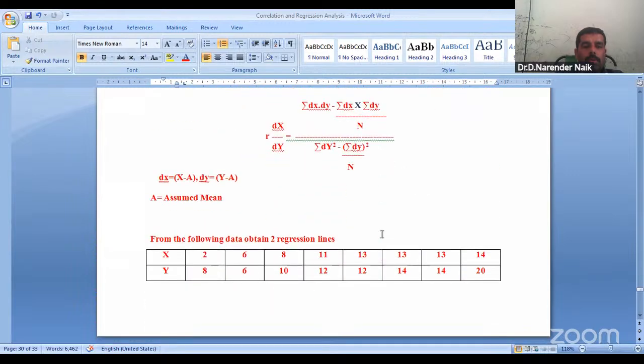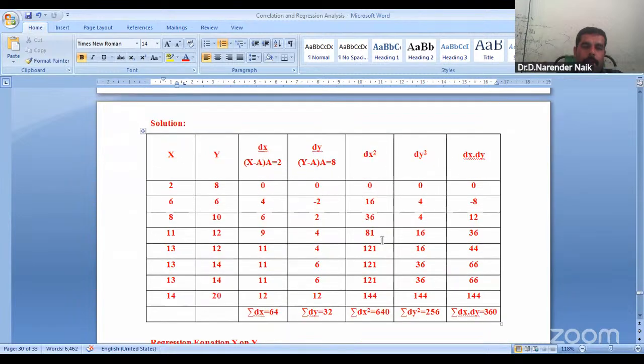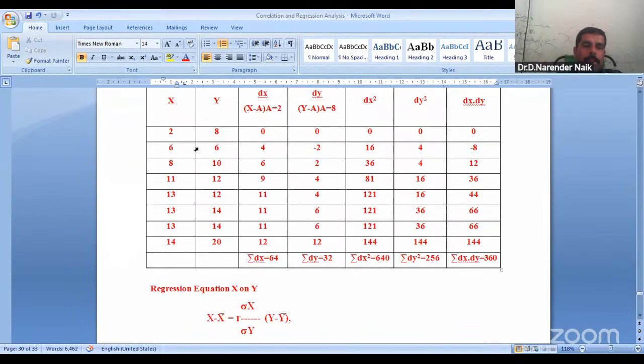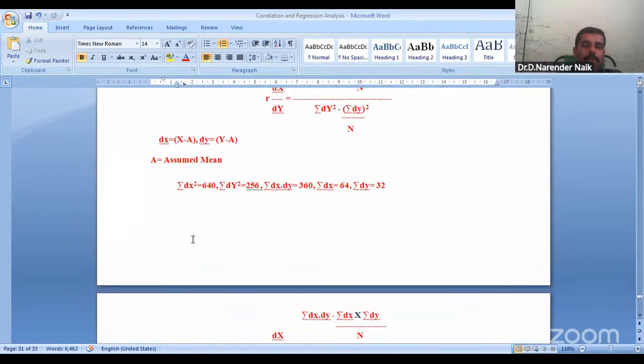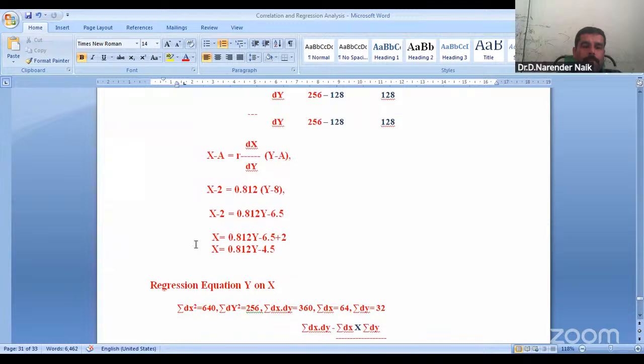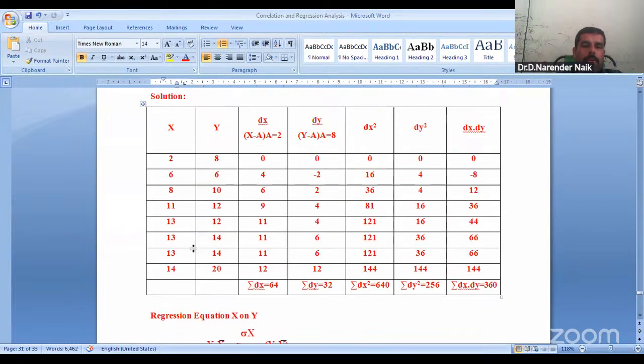So you see the problem. From the following data, obtain two regression lines. Same question, it looks very similar. The thing is, here we got these values, but here the x bar value you need to identify. So the x bar value is different. So we got these values. So dx, x minus a, where a is equal to 2. We can take any number.